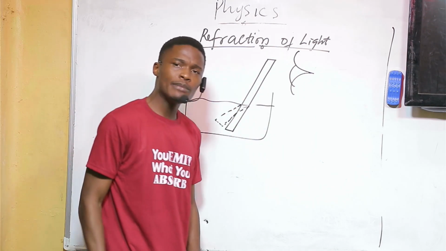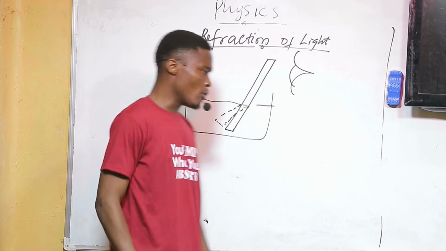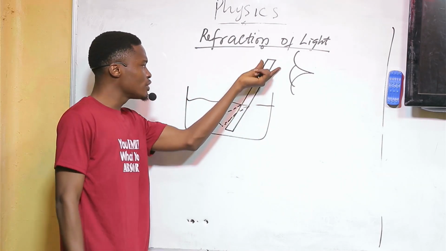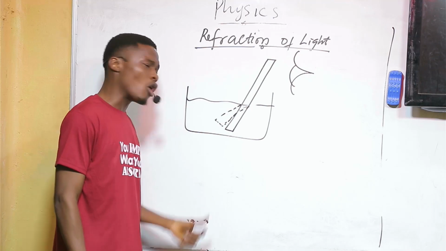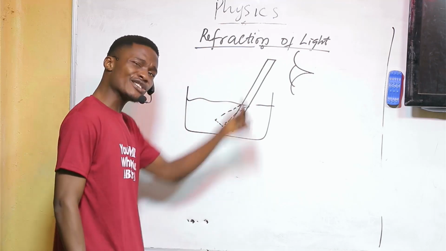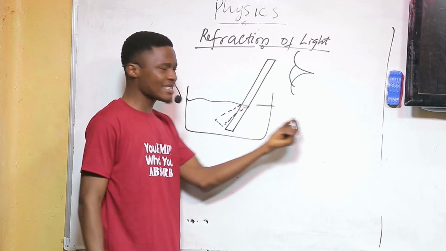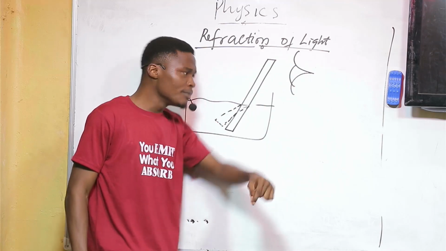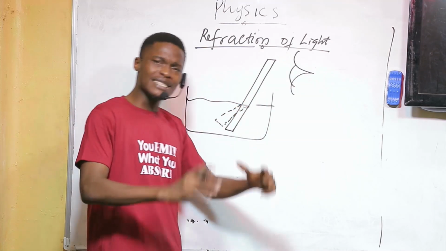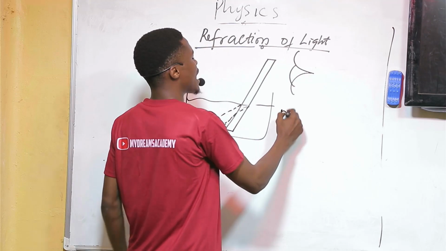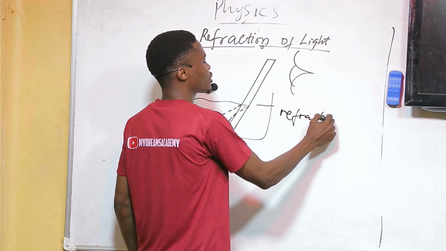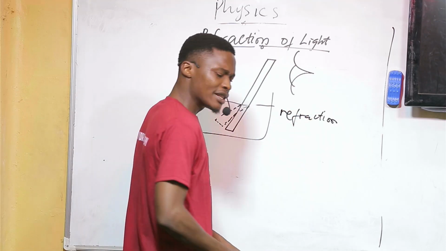If you have never observed that before, try it at home as an experiment. Put a spoon inside a cup and observe the spoon from the surface of the water. As you are looking at the spoon, it will look as if it is bent. This is due to what? Refraction. It is due to refraction.